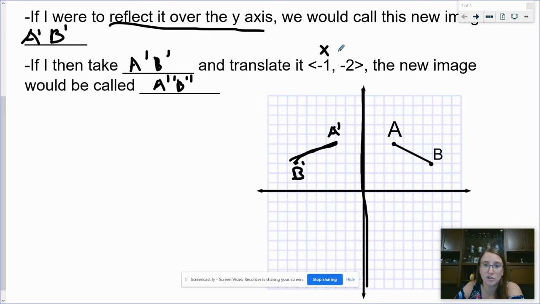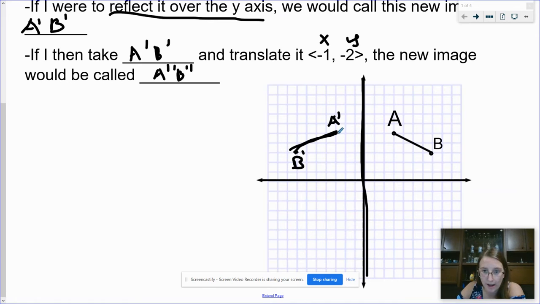Now again, just refreshing our memory here. This is the negative x direction. This is the negative y direction. So this means left 1 and down 2, but we should know that. So each point I'm going to go left 1, down 2. This is now A double prime. I'm going to go left 1, down 2. This is now B double prime. So there is my next image.